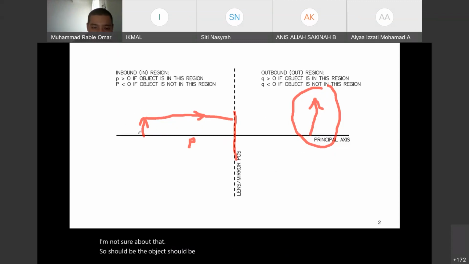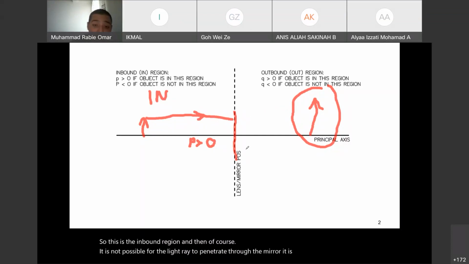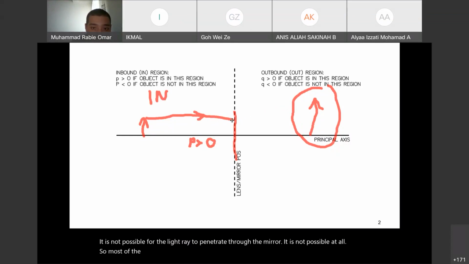If your incoming ray, the inbound ray, is on the left hand side, then your P is positive, greater than 0. This is the inbound region. And of course, it is not possible for the light ray to penetrate through the mirror. It is not possible at all. Most of the time it will reflect the light ray.